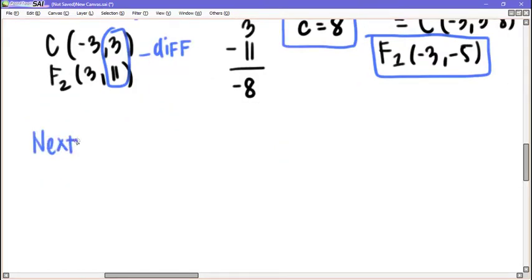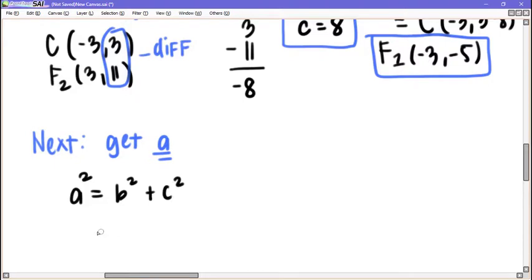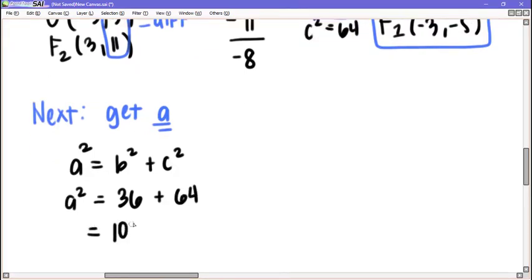The next step will be finding the value of A. A squared is equal to B squared plus C squared. By substituting the values, we have A squared is equal to 36 plus 64, and that is equal to 100. We will now extract the square root of the values, which gives us 10.